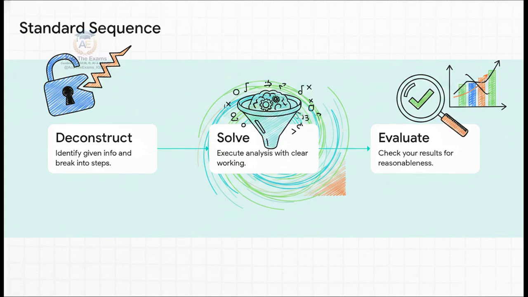First, deconstruct. Identify the given information and break the problem into logical variables. Are you dealing with a product of x squared and the natural log of x? Boom, identify the product rule. Second, solve systematically. Apply the relevant principles and execute your analysis with clear line-by-line working. Third, evaluate. Check your results for reasonableness. If you're calculating a gradient and your output is astronomically high for a gentle sloping curve, you should immediately flag an error in your own syntax.